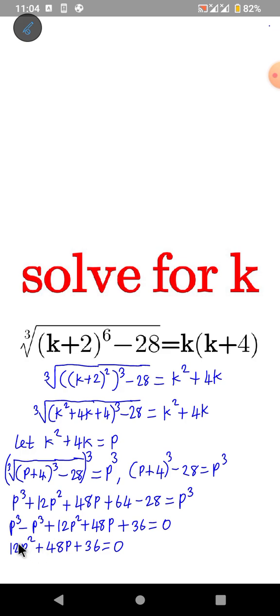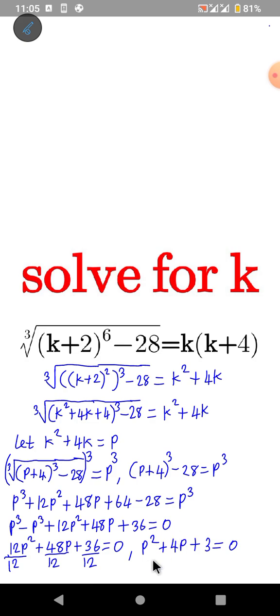My next step now will be to divide both sides of this equation by 12 to make this p square unity. So we say 12p square divided by 12, 48p divided by 12, 36 divided by 12. Then now we have what? P square plus 48 divided by 12 is what? 4. So we have 4p plus 36 divided by 12 is what? 3. Then all equal to 0.